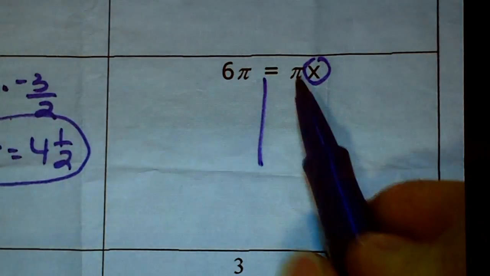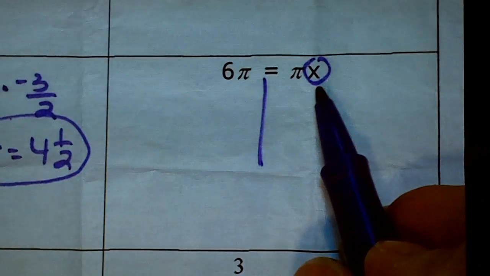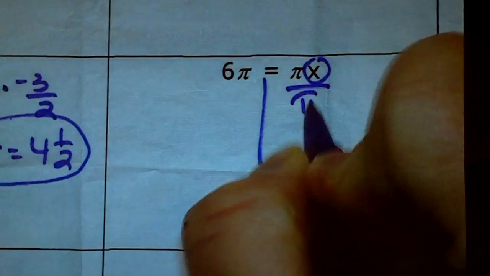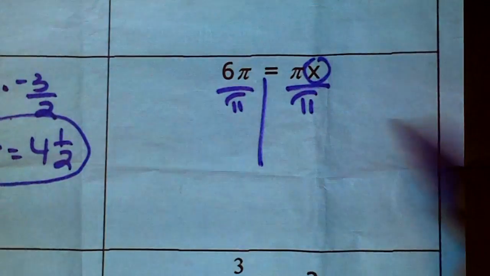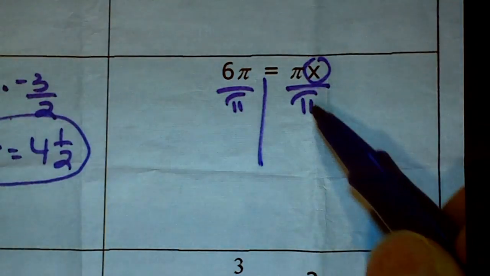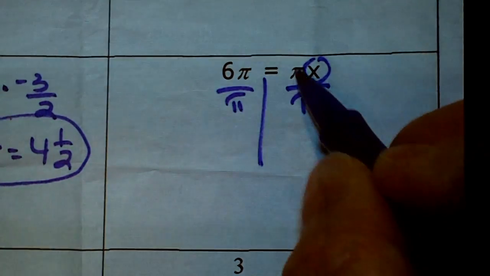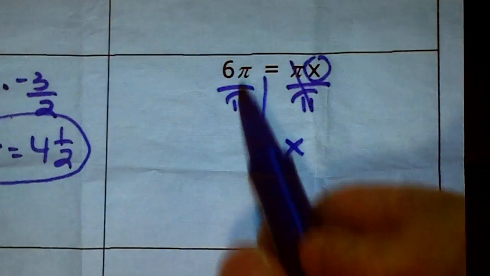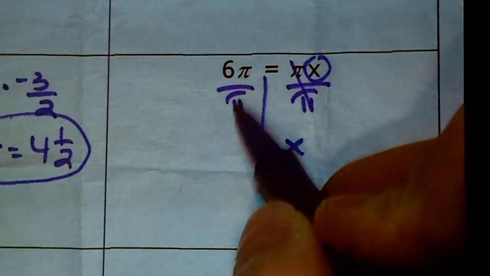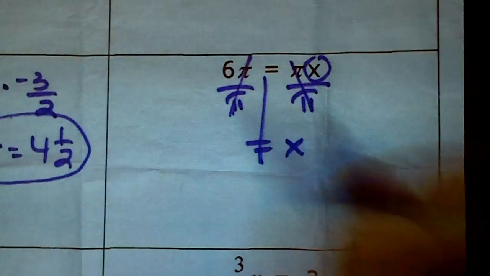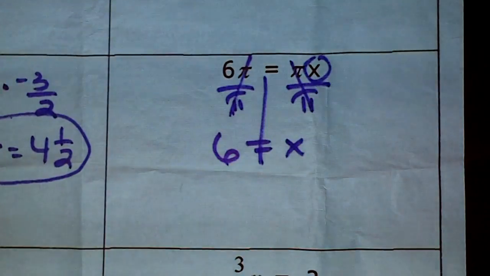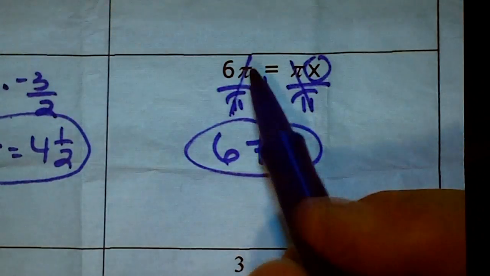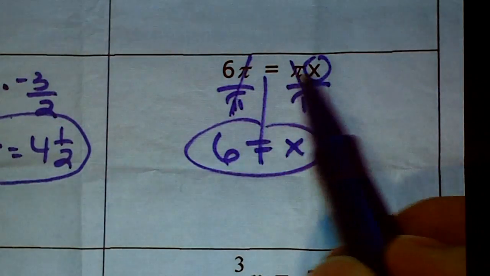Now, if there was a number in front of x, we would just divide by that number, right? Well, pi is a number, so I'm going to divide by pi, because any number divided by itself is 1. That includes pi. Pi divided by pi is 1, and x is alone. And if you have 6 pi divided by pi, we just said that pi divided by pi is 1, right? And 6 times 1 is 6. So x equals 6.